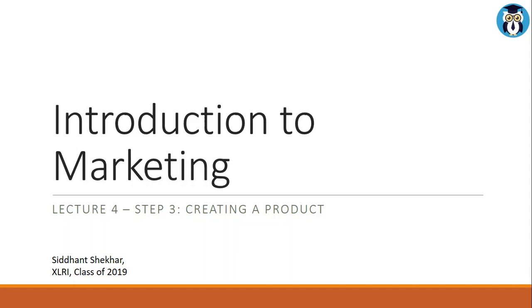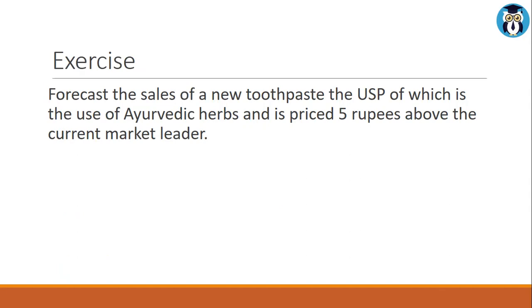In the last lecture, we ended on a problem, and the problem was: forecast the sales of a new toothpaste, the USP of which is the use of Ayurvedic herbs and is priced 5 rupees above the current market leader. I hope you have given this a try and put down your answers in the comments below. I'm going to share with you one possible solution.